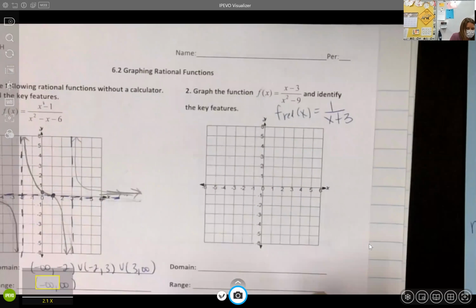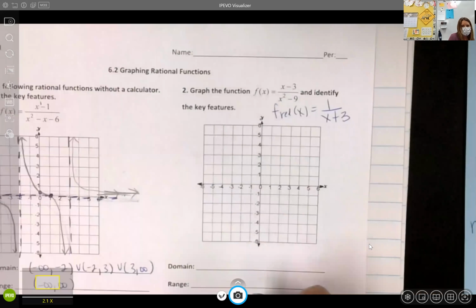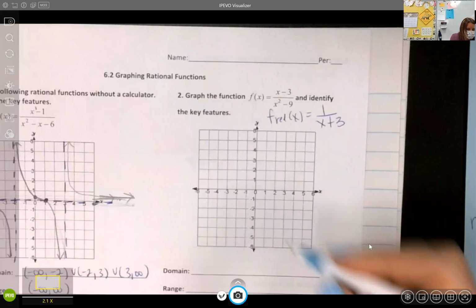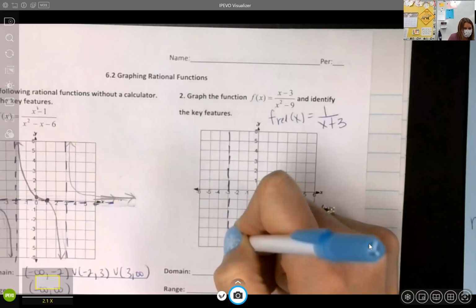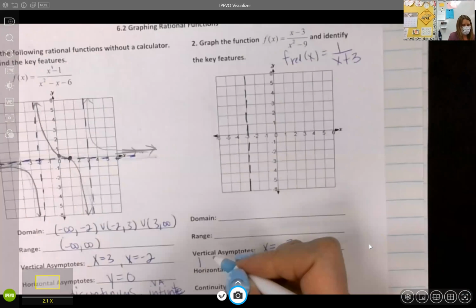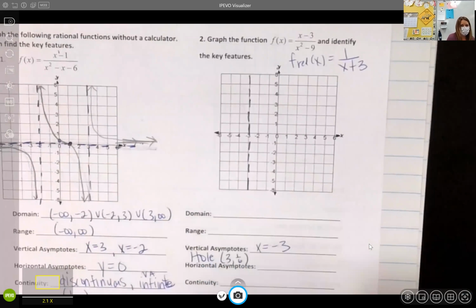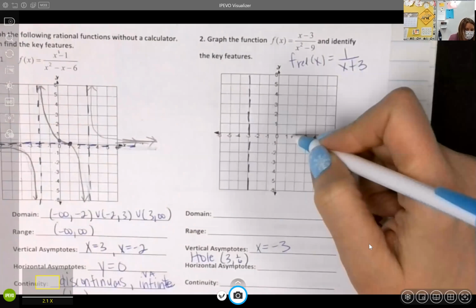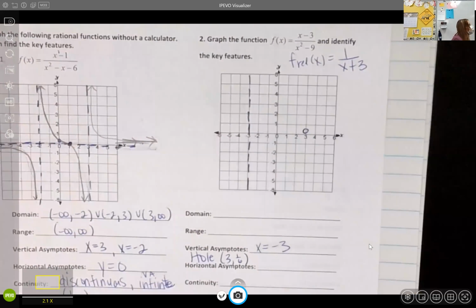Okay, so now go over to your paper and graph your vertical asymptote, which we got is negative 3, right? So x equals negative 3 is a vertical asymptote. And then right underneath where it says vertical asymptote on your paper, write hole. And write 3, 1/6. And then go over to 3, 1/6, which is just barely above the x-axis, and draw a little hole.